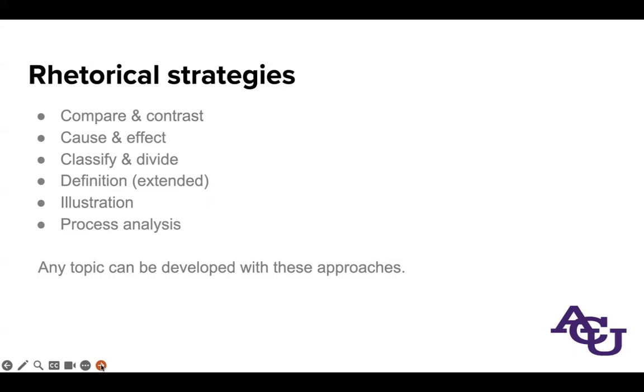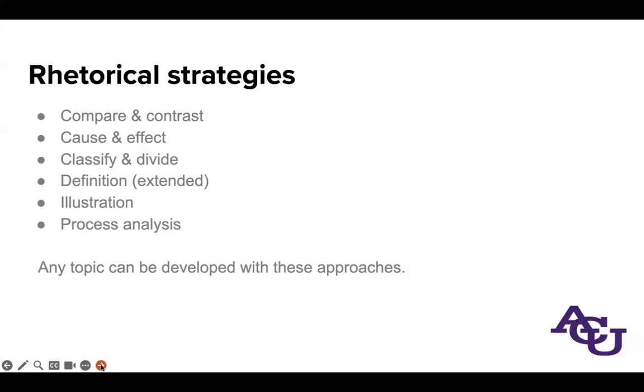Classify and divide. Classifying is when you take things and you merge them into groups based on how they're similar. And dividing is when you take a larger concept and you break it down into smaller bits. Definition is when you define a term. This might be in the context of a larger piece of writing, or you might have a whole paper that we call an extended definition, where you need to spend the whole paper defining the term and your interpretation of it.